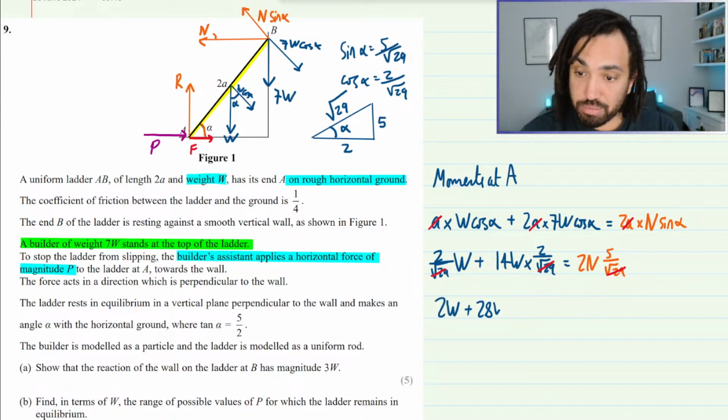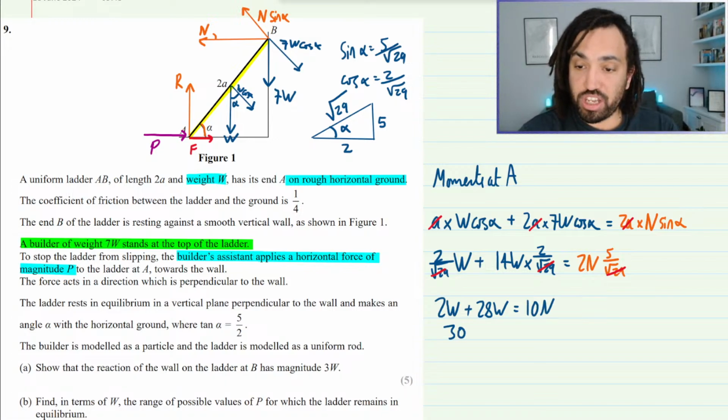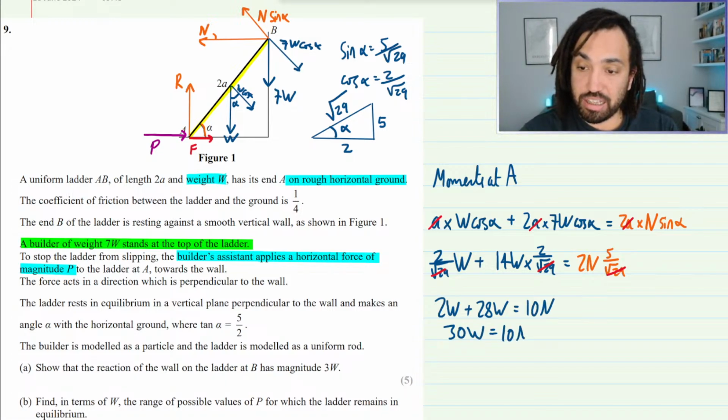That gives me 28W, and that's equal to 10N. So we get 30W is equal to 10N. So that gives me 3W is equal to N, which is perfect.